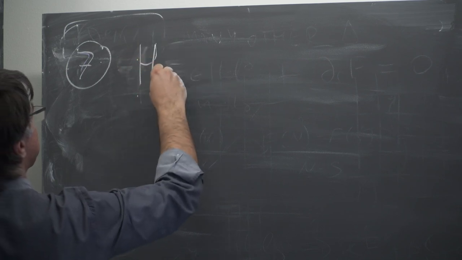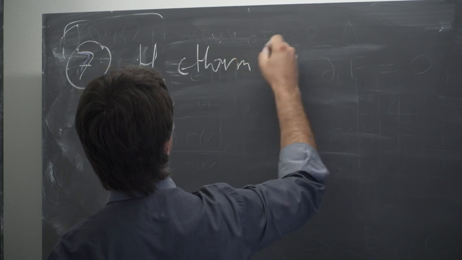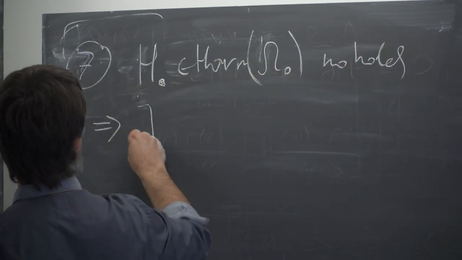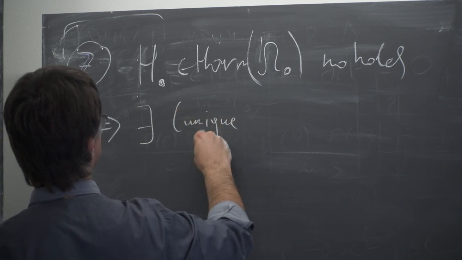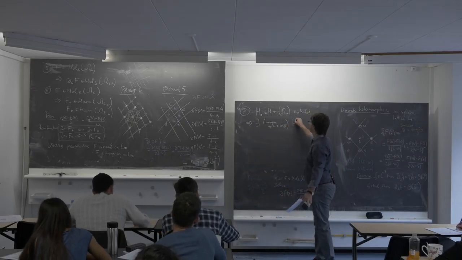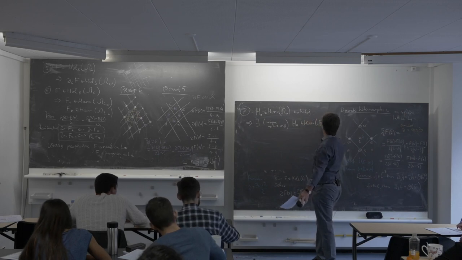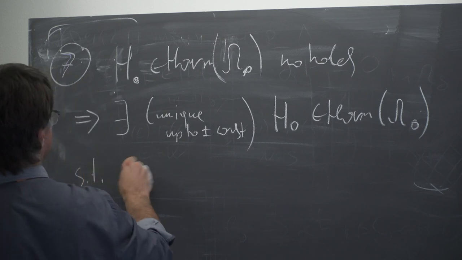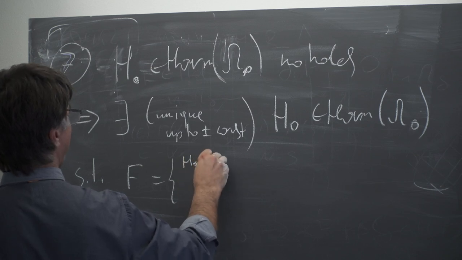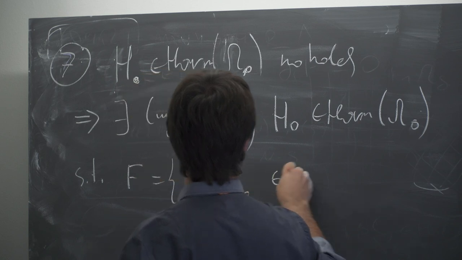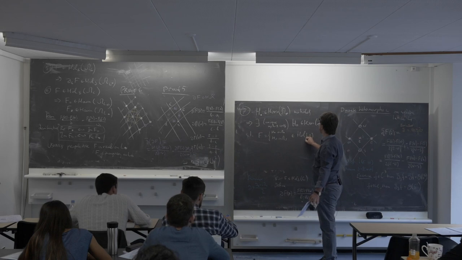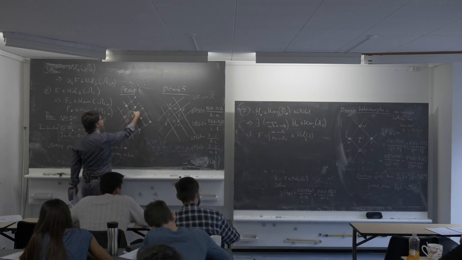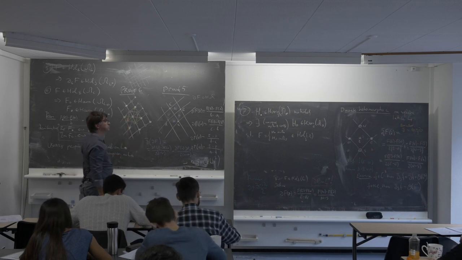Suppose that function h black is harmonic in some domain omega black with no holes. Then there exists, unique up to plus minus constant, h white, which is harmonic on omega, one on black, one on white, such that F, which is equal to h black on omega black and h white on omega white, is holomorphic on omega. So it's all discrete holomorphic. If I take some harmonic function on white vertices, then I can find a harmonic conjugate. Again, the answer is this picture.